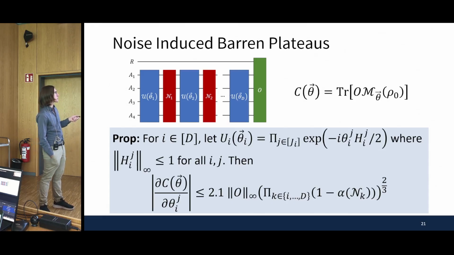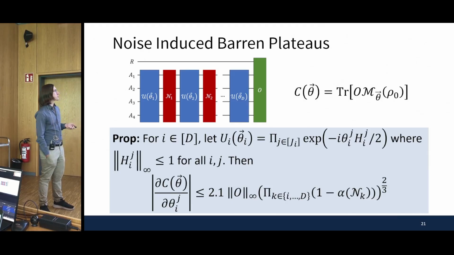And I was asked to stress that this 2/3 can go away if we assume the parameter shift rule. In certain other situations, we can get rid of the 2.1 or tighten it. But I think the key structural point is that in these sorts of protocols, you get a decrease that's exponential in the Doeblin coefficient.